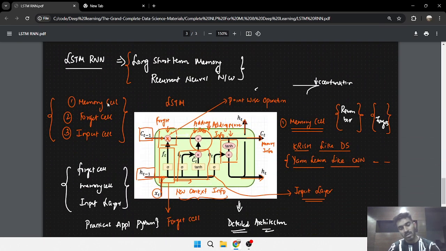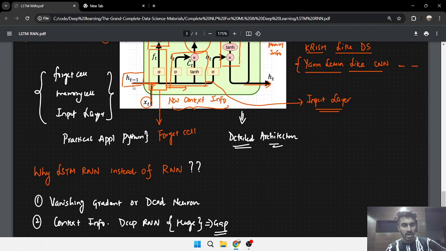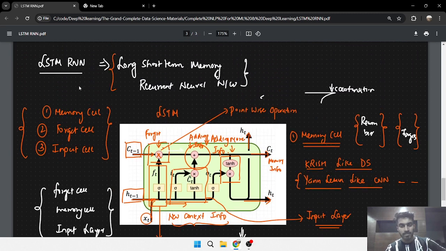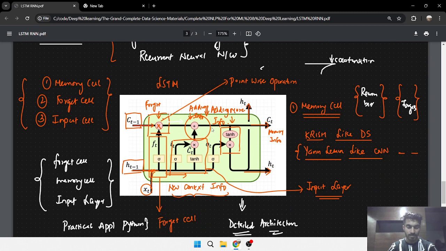Now see the architecture of LSTM RNN and how the LSTM RNN works. Remember, nowadays many times we use LSTM RNN, or sometimes inside a transformer we use LSTM. LSTM is long short term memory.